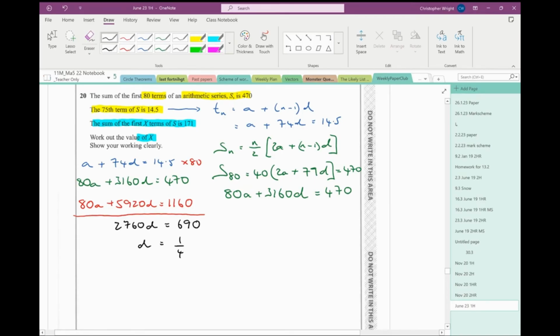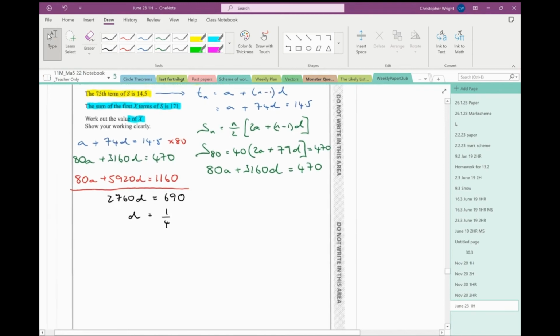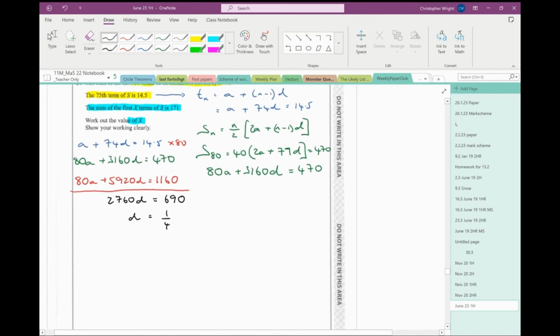Great. So I know what D is now, and I'm going to substitute that into the top blue equation here. Here was the blue equation: A plus 74D equals 14.5. Substitute in D is a quarter there. 74 times a quarter, 74 divided by 4 equals 18.5, so A is minus 4. So now I know what my sequence looks like. It's got a first term of minus 4, and the constant difference is a quarter.